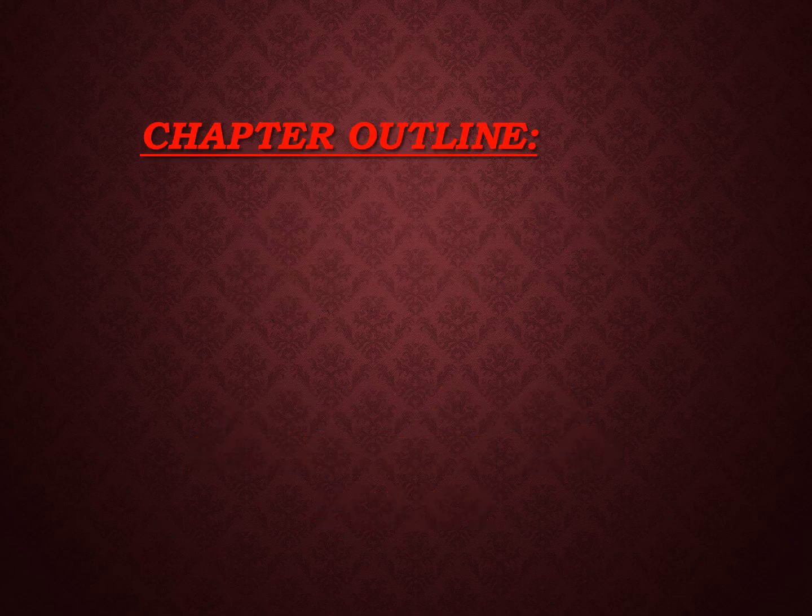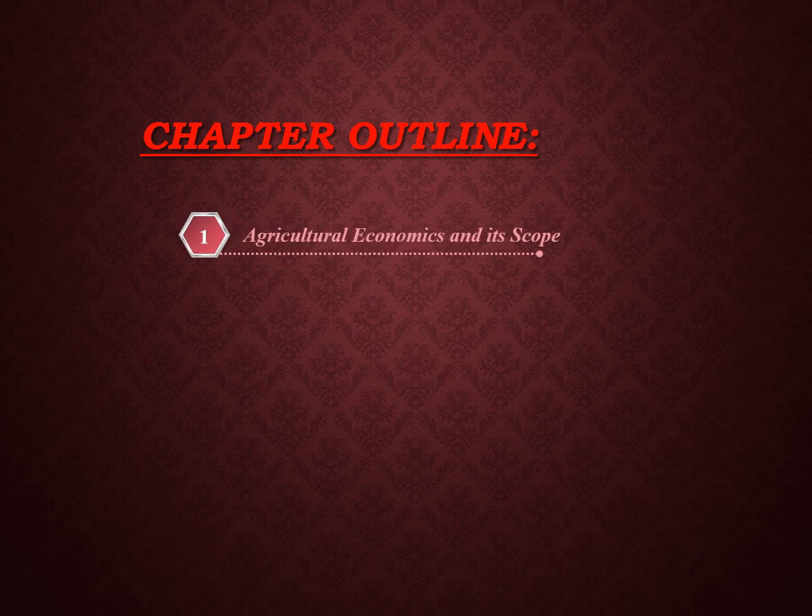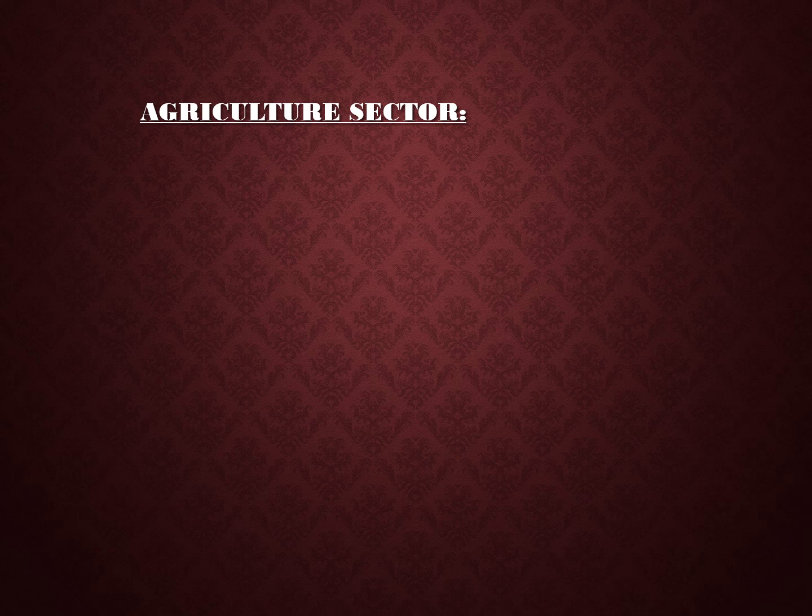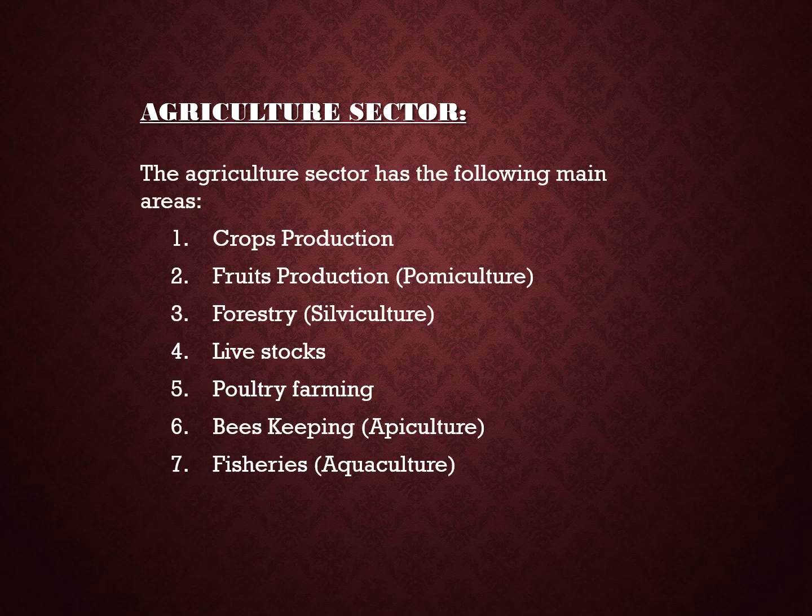We start with the chapter outline. What are we going to get from this lesson? So the first course outline is agricultural economics and its scope, and number 2 is why do you have to study agricultural economics. So the agricultural sector has the following main areas.